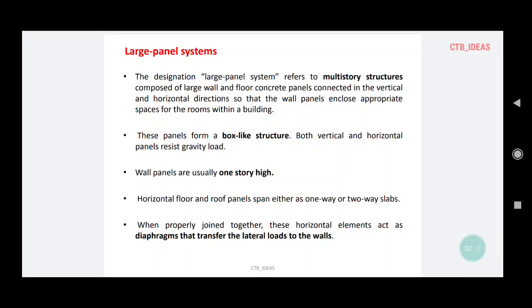I will show you the image, then you will get the idea of the scale of this type of construction system. So these panels form a box-like structure. Both vertical and horizontal panels resist gravity load. Wall panels are usually 1 story high. So this is the scale. Horizontal floor and roof panels span either as one-way or two-way slabs. I hope you understand the concept of one-way and two-way slab. And when properly joined together, these horizontal elements act as diaphragms that transfer the lateral loads to the walls.